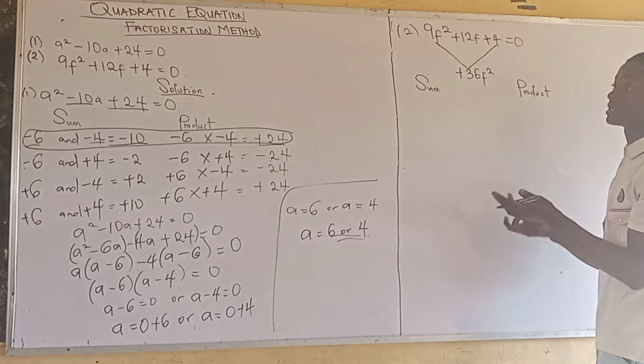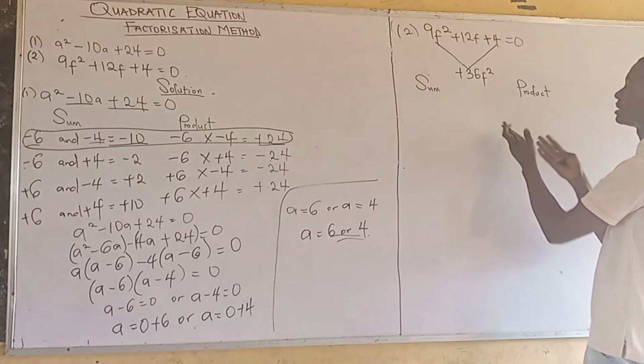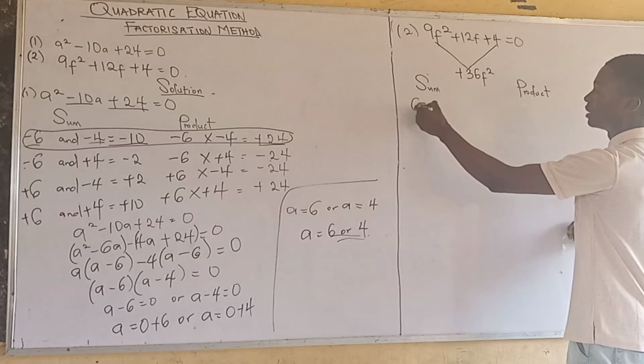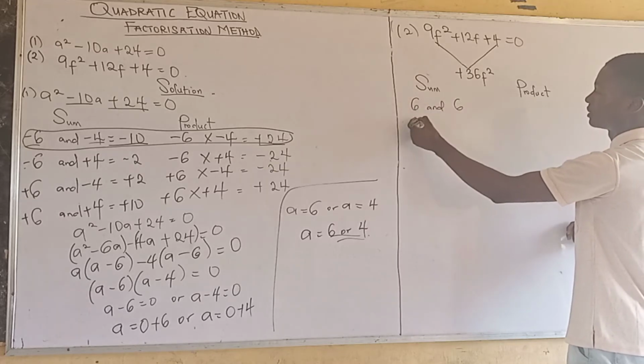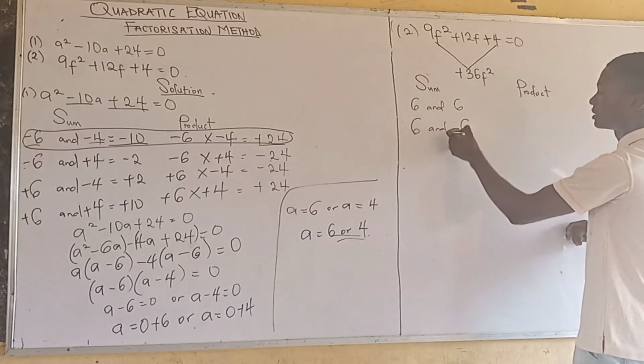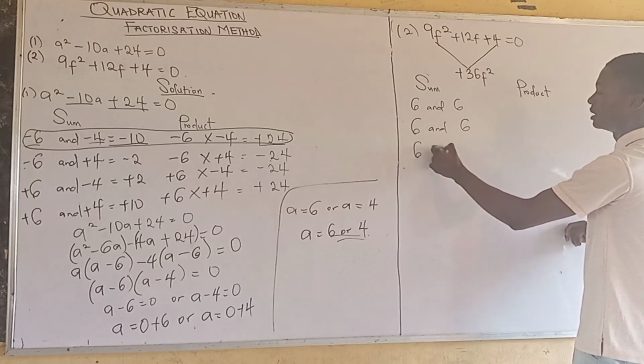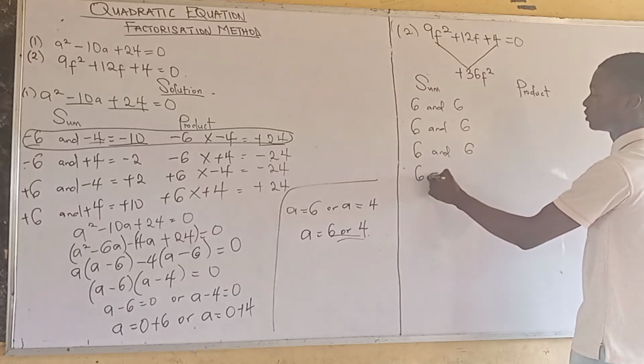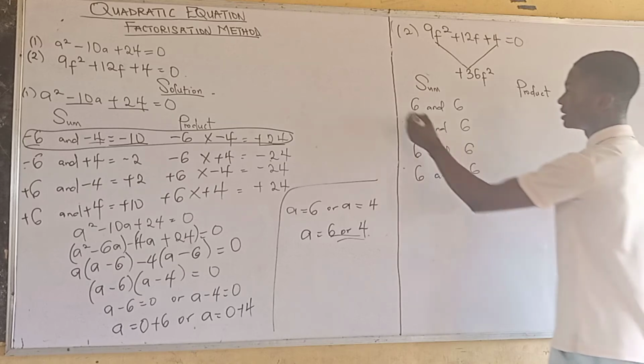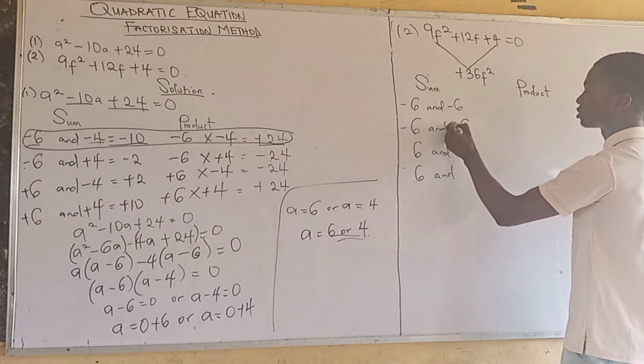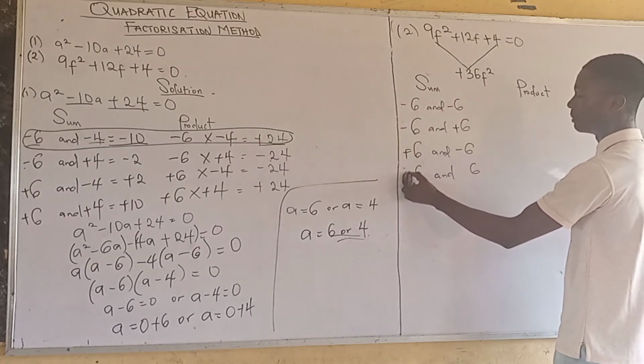What is it? We have 6 and 6. 6 plus 6 is 12, 6 times 6 is 36. So we have 6 and 6. Now let's say this one is minus minus, minus plus, plus minus, and plus plus.